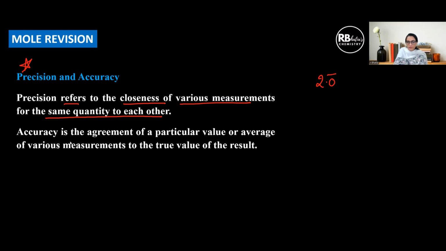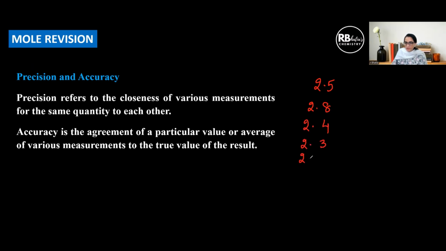A given value is 2.5. So a student takes values as 2.8, 2.4, 2.3, 2.3, and 2.4. So we would say these are precise values. They're close to each other. Okay. So precision means closeness of the various values to each other.